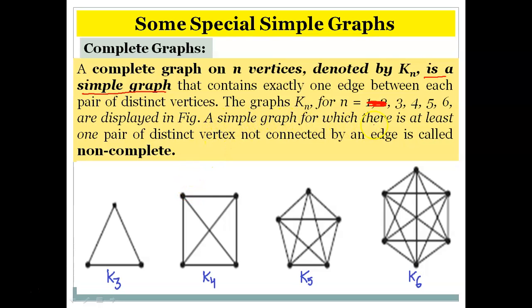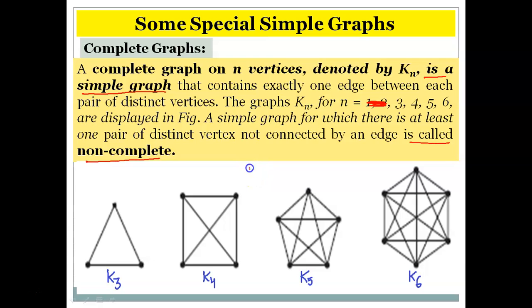A simple graph for which there is at least one pair of distinct vertices not connected by an edge is called non-complete. So here all these are examples of complete graphs. So this is a complete graph of 3 vertices, this is a complete graph of 4 vertices, a complete graph of 5 vertices, and a complete graph of 6 vertices. In fact, you can see there exists an edge between every pair of the vertices.